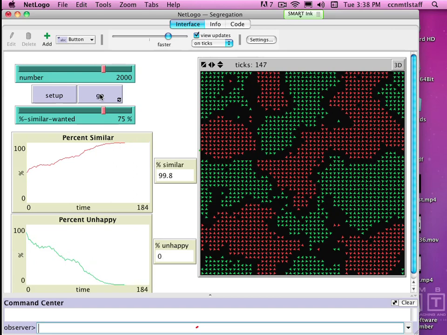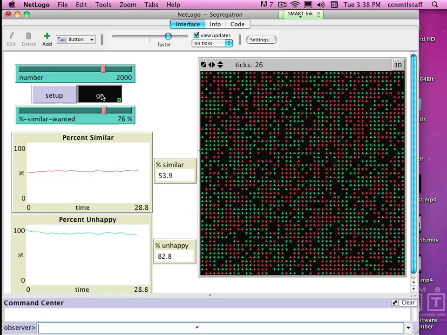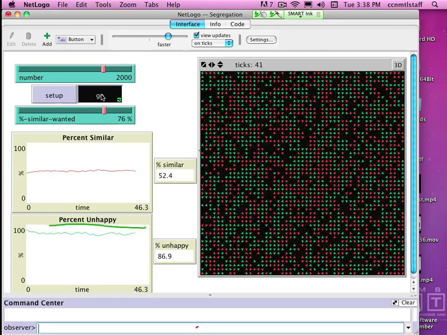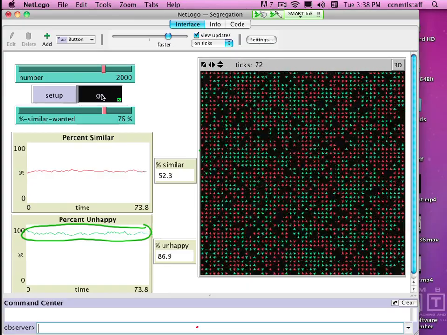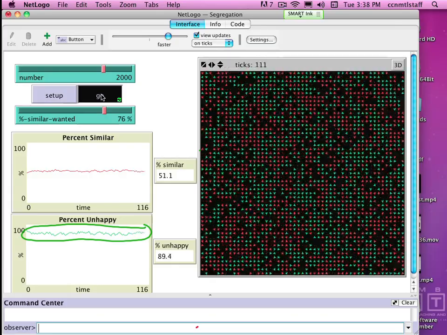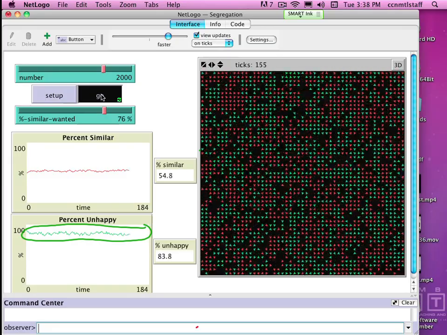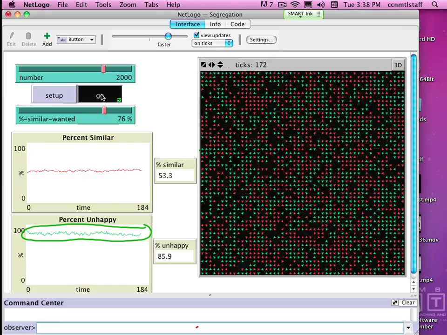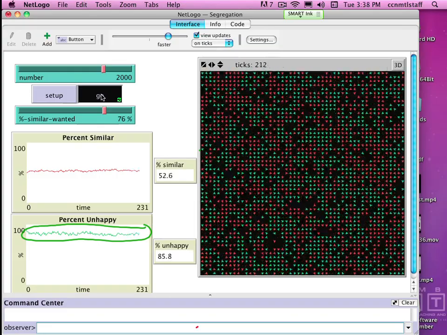That's what we expect. Now if we move it up to 76%, what do we find? Well, it operates just like it's 80. You can run this over and over, and 999 times out of 1,000, it'll never stabilize. And this is what we call a tipping point. A very small change in percent similar wanted changes the nature of how the system operates. It's called a bifurcation. And this is something else we see quite a bit in agent-based modeling of this sort.